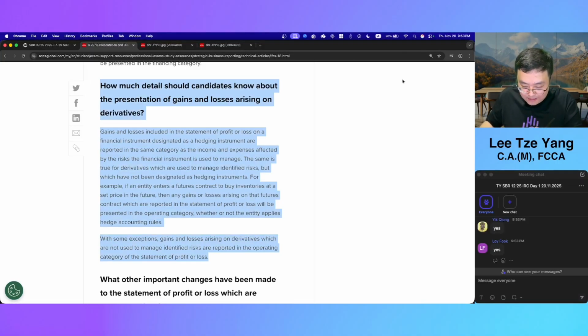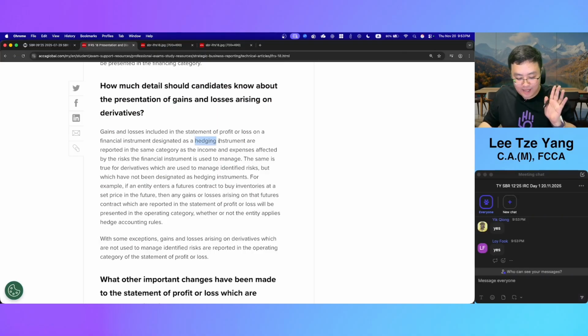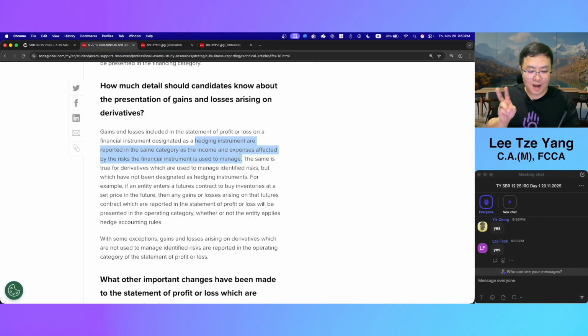What you need to know is, if you use derivative in hedging, you follow the income and expenses affected by the risk that you used to manage. For example, if you are hedging inventory, then the derivative gain or loss is operating. Of course, don't forget, cash flow hedge can go to OCI first, then afterward only go back to SOPL. So the one that touches the SOPL, follow it. If you hedge inventory, if you hedge sales or purchases, operating. If you hedge investment property, investing.